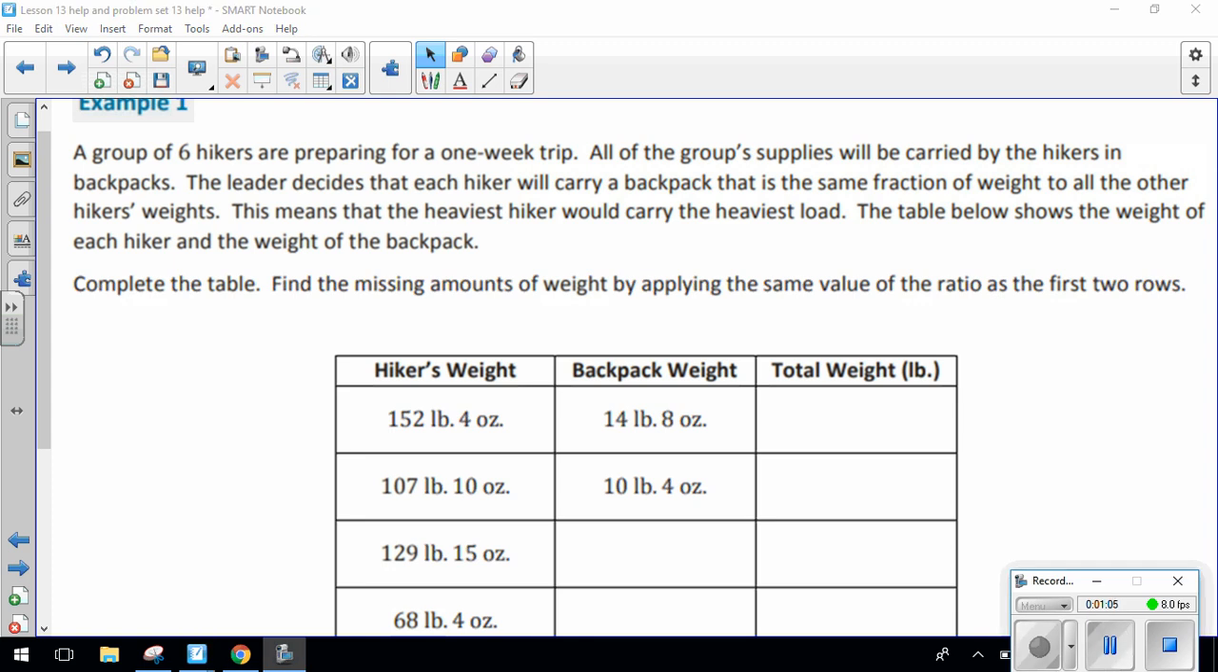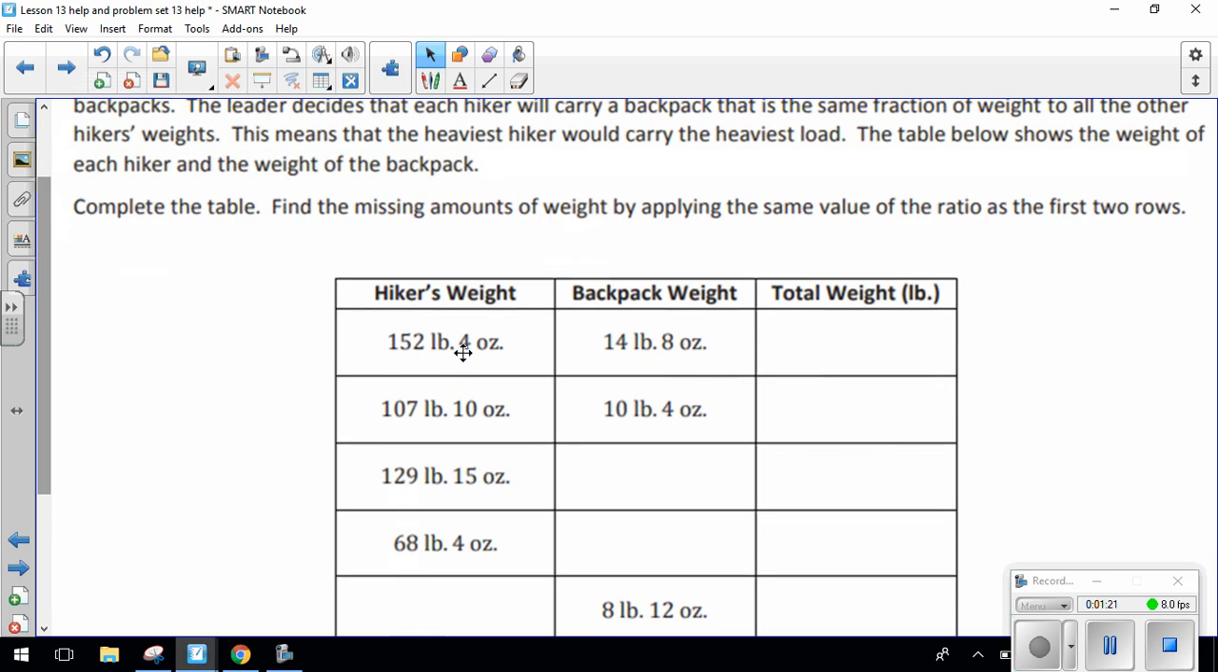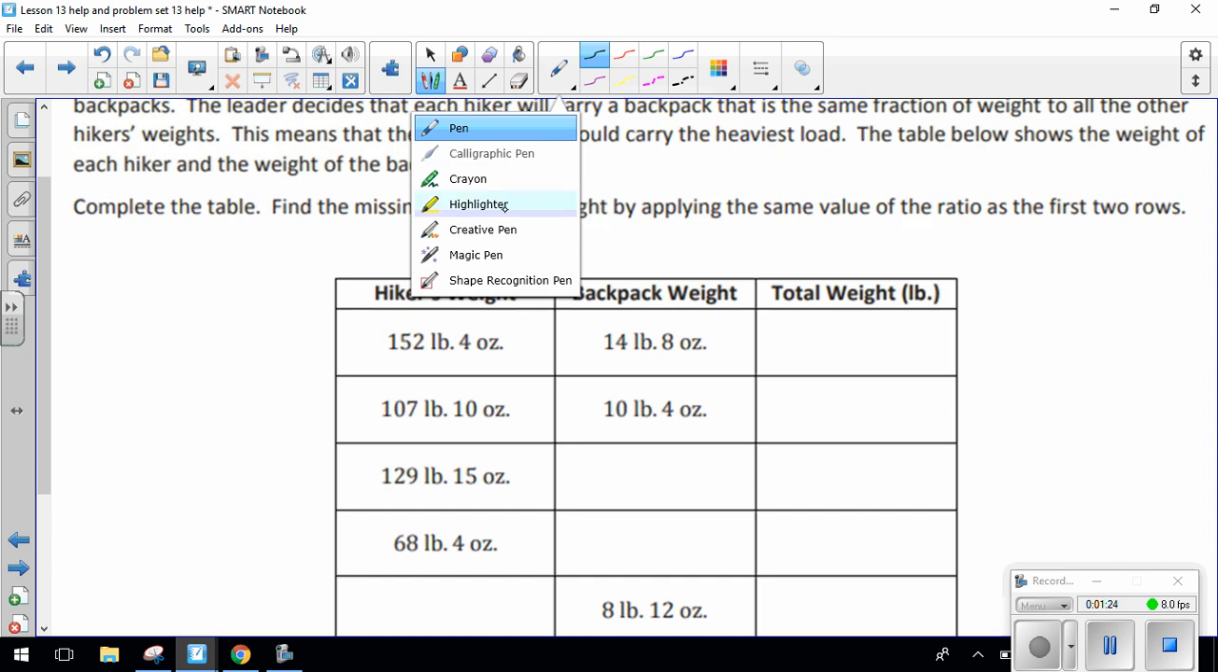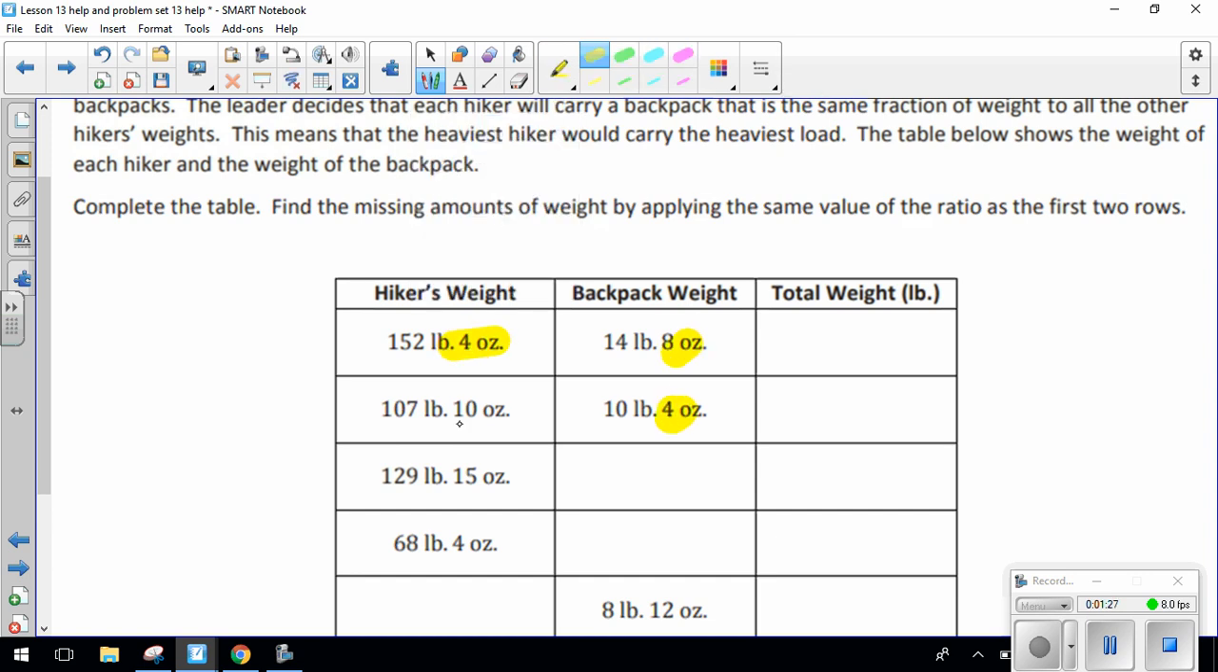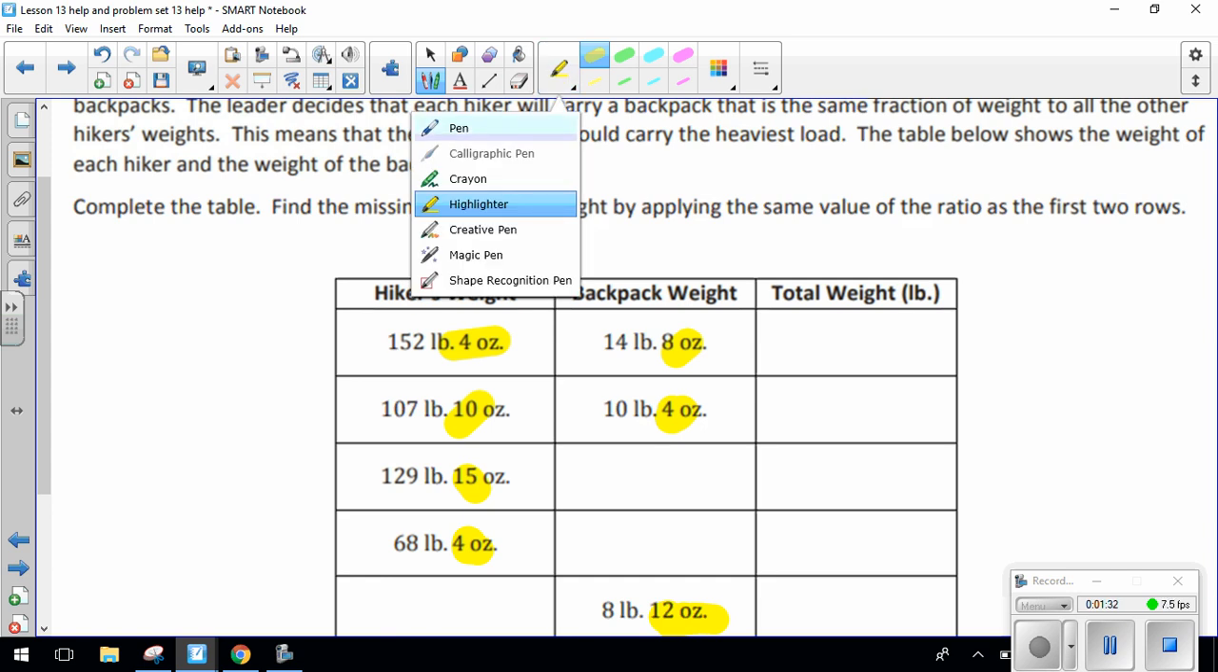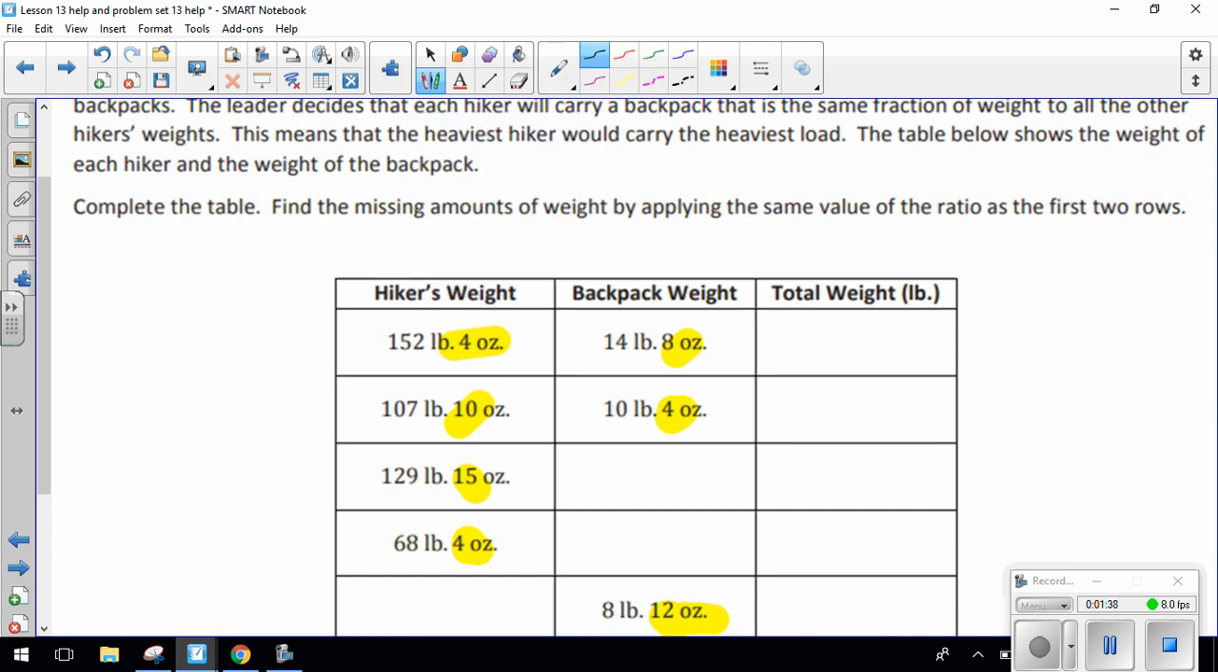So we're going to complete the table. We're going to find the missing amount of weight by applying the same value of ratio as the first two rows. Before we get started, I want to talk about comparing pounds to ounces. If you notice, a lot of these end in ounces. So what I'd like to do is convert everything into fractions so you guys here in school can put all your solutions in the calculator. There are 16 ounces to 1 pound.